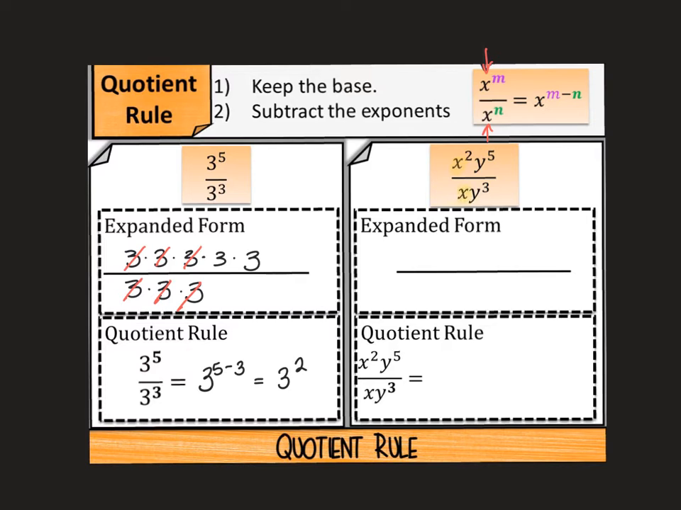On the second example, I have 2 different variables. So I have x's and I have y's. So I'm going to line those up. So I would have x times x on the top and 1x on the bottom. I would have 5 y's on the top, and I would have 3 on the bottom.